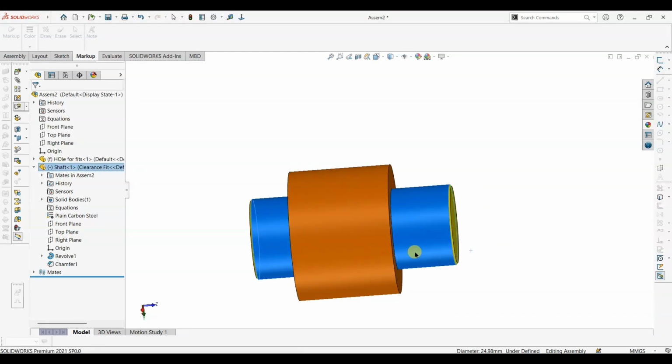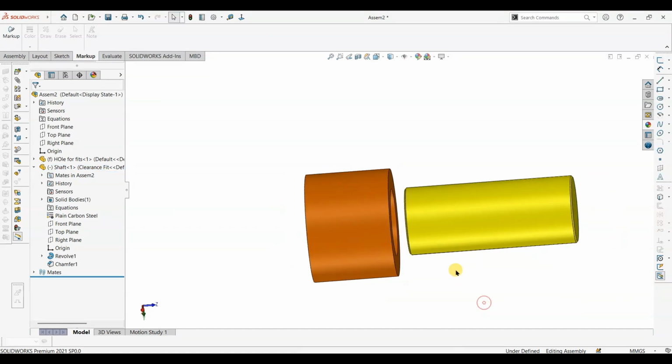Hello everyone, and in this lecture I will explain clearance fit, transition fit and interference fit. So first is clearance fit.